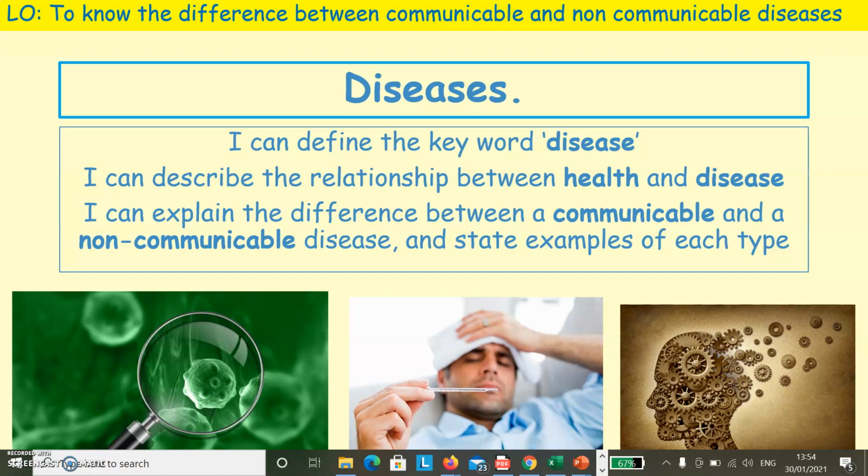Okay, please try today's learning objective: to know the difference between communicable and non-communicable diseases. So please write the date first, underline it, then write the learning objective as well, underline it as well. Okay, today's learning objective, like I said before, is to know the difference between communicable and non-communicable diseases.